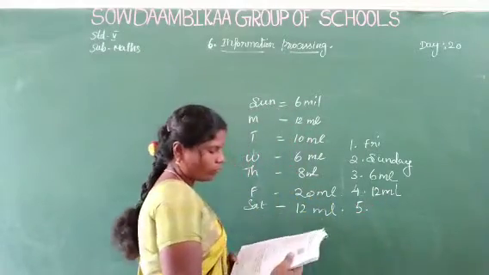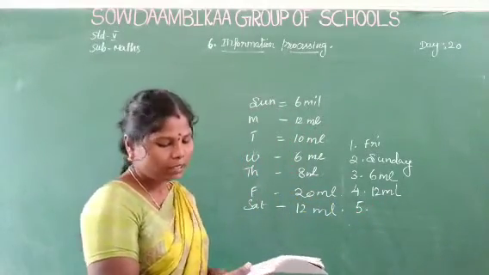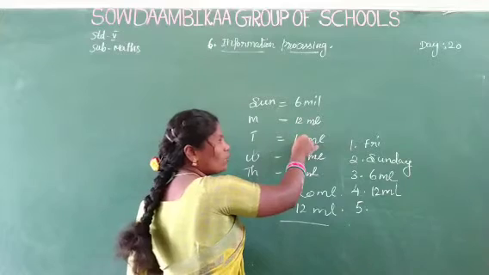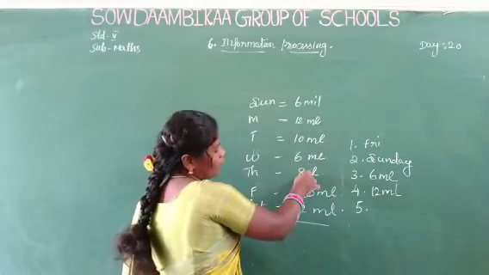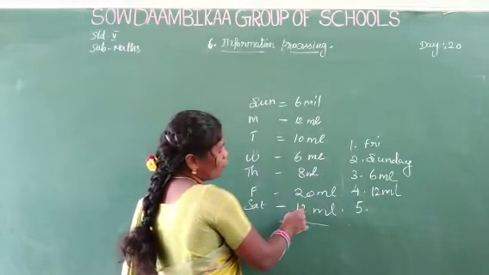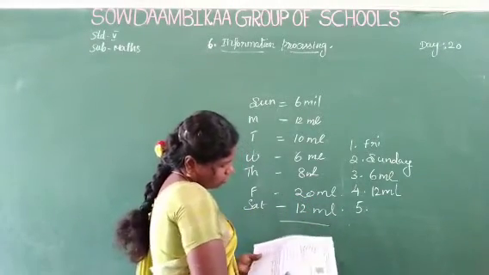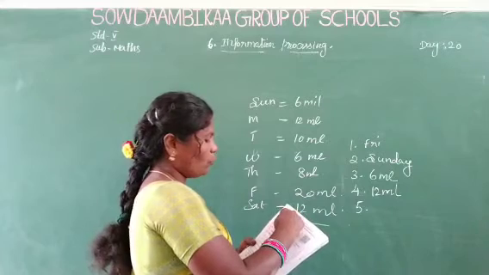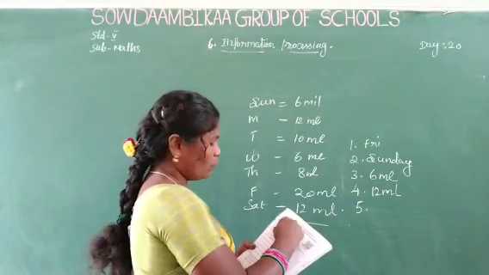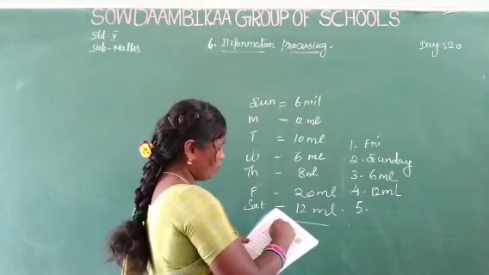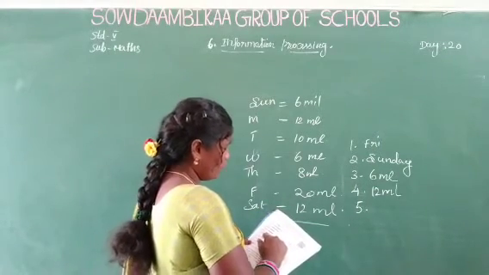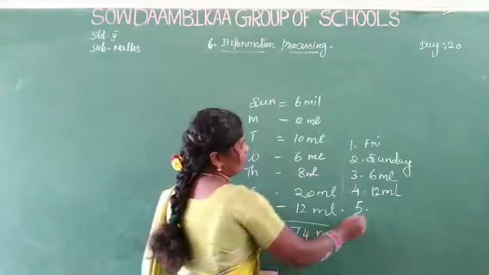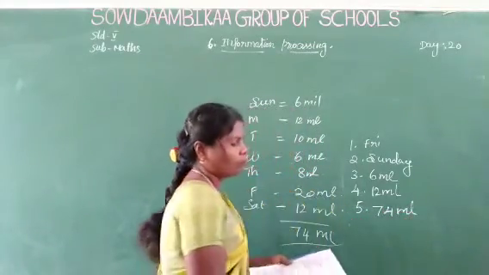Then fifth one, find the total rainfall of the city in the week. 6 plus 12 is 18. 18 plus 10 is 28. 28 plus 6 is 34. 34 plus 8 is 42, plus 20 is 62, plus 12 is 74. So the answer is 74 milliliters.